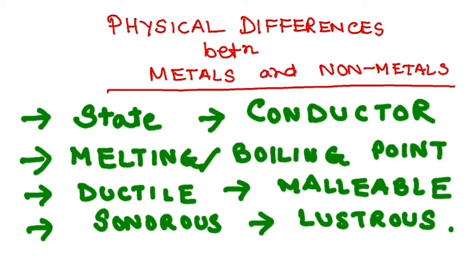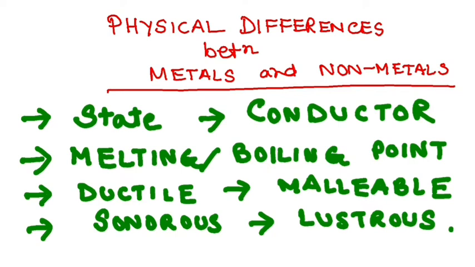Next is regarding melting and boiling point. Metals have high melting and boiling points. Non-metals have low melting and boiling points. Then all these terms: ductility, malleability, sonorous and lustrous. Metals are ductile, non-metals are non-ductile. Metals are malleable, non-metals are non-malleable. Metals are sonorous, that means metals produce sound. Non-metals are not sonorous. And metals are lustrous. Lustrous means having shine. Metals have shine and non-metals do not have shine, obviously.